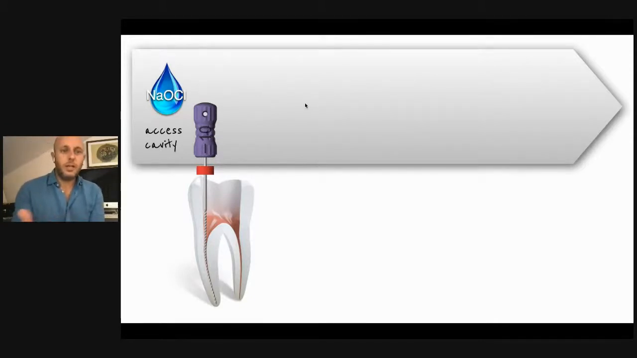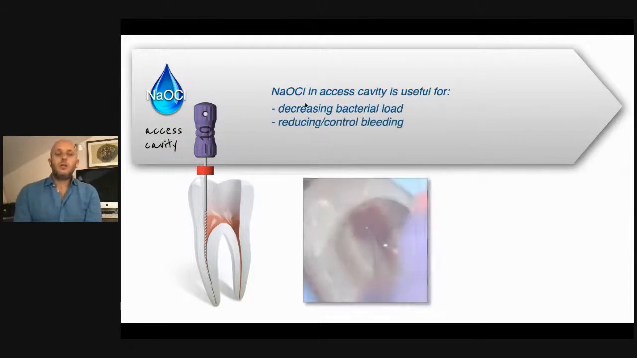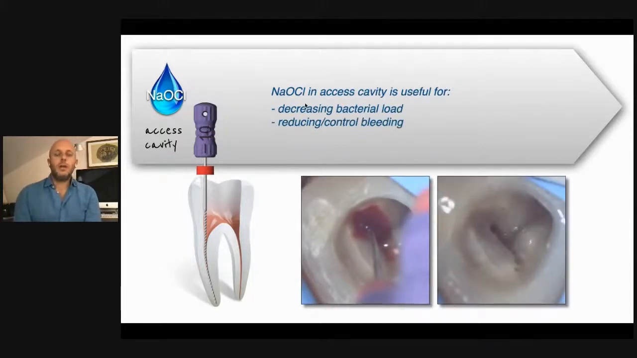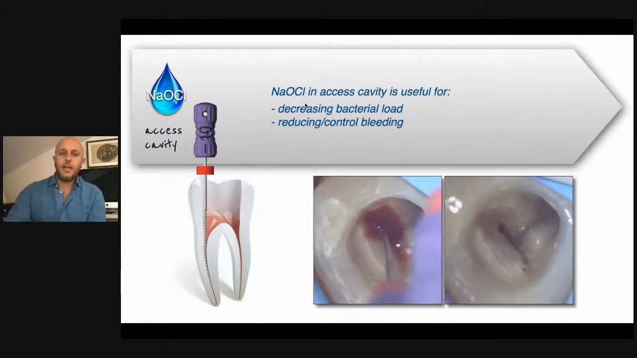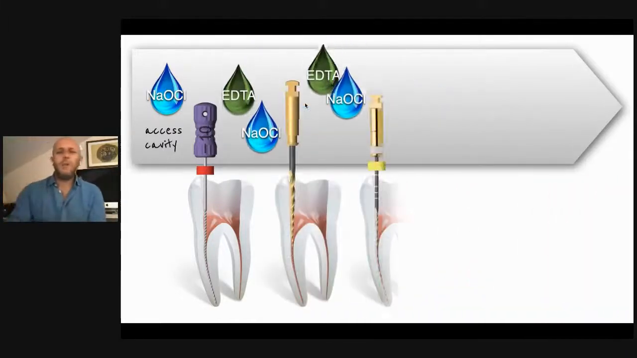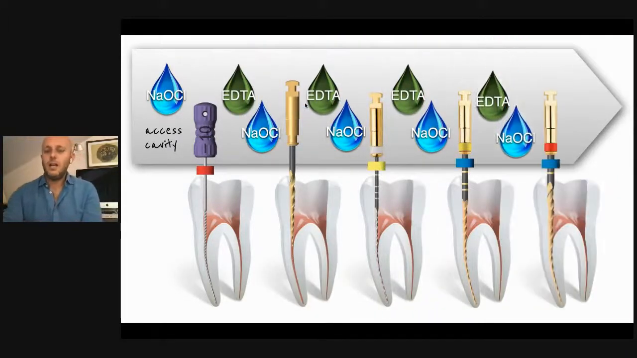I'm used to clean immediately after the opening of the access cavity with sodium hypochlorite, because sodium hypochlorite is helpful in immediately decreasing the bacterial load, and if the tooth is vital, the pulp is bleeding, it is able to control the bleeding in order to look for and find the orifices of the canal. And then I start to shape, not depending on which kind of file I use.